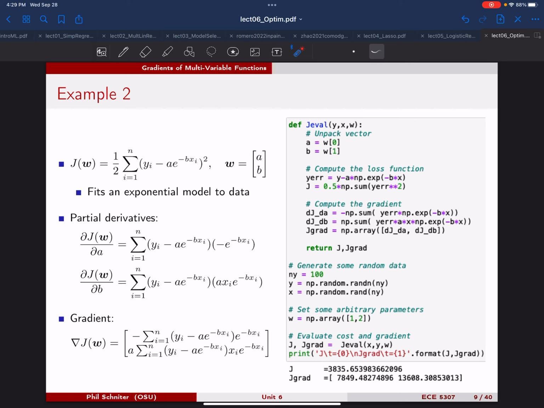Once we have that y error as a vector, we can do y error star star 2. That takes each element and squares it, and then we use NumPy sum to do this sum. We get back a scalar and multiply that by 0.5. So that's how we got our cost. Any questions on this first part?